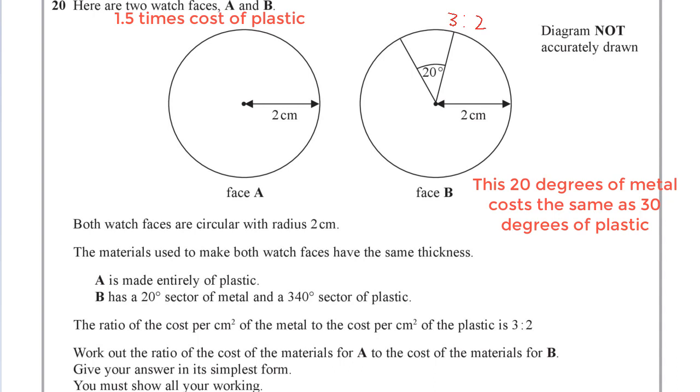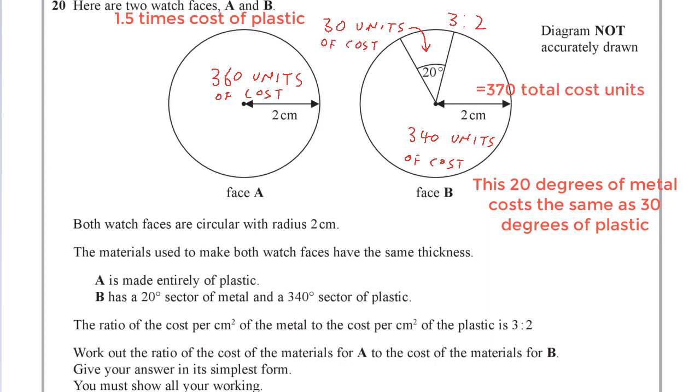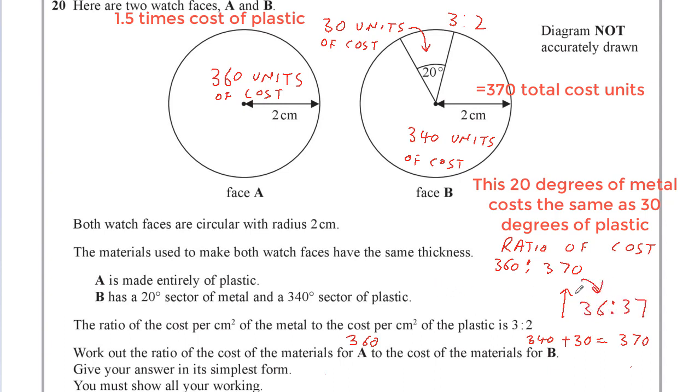Now, let 1 unit of cost be that of 1 degree of plastic. Total cost of face A is 360 units, and the total cost of face B is 340 units, which is the plastic, plus the 30 units, which equals 370 units. So the ratio of cost of face A to face B is 360 to 370, which simplifies to 36 to 37. And that's that.